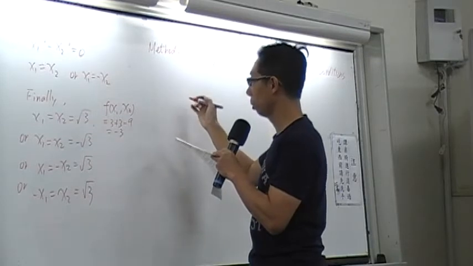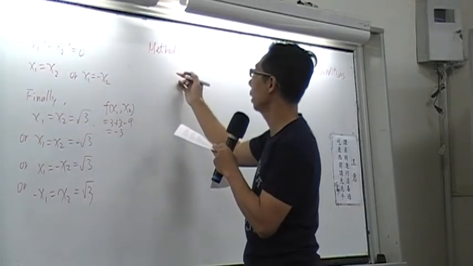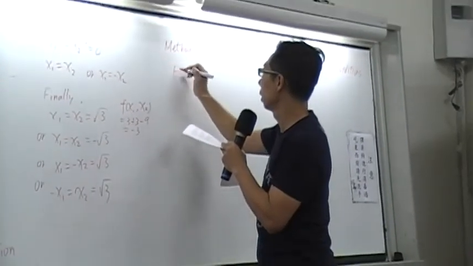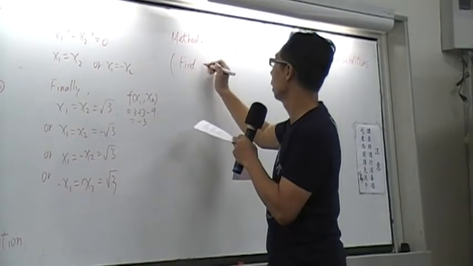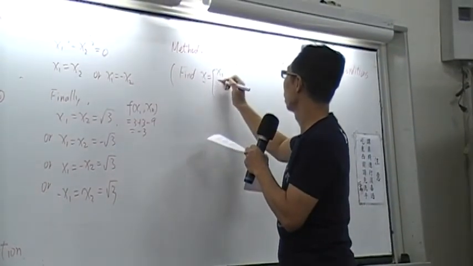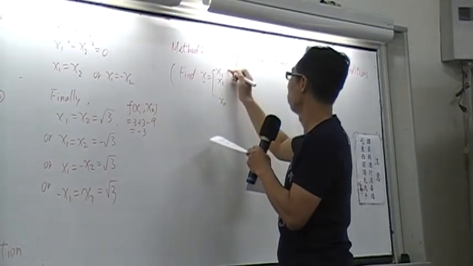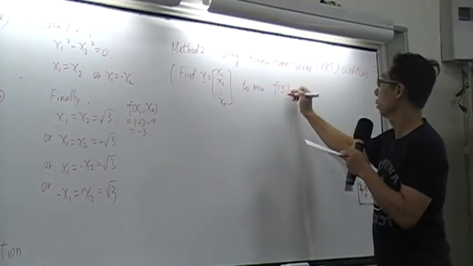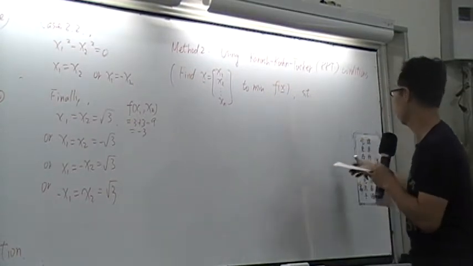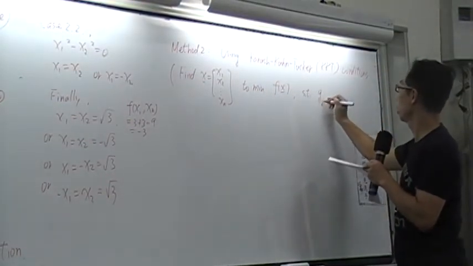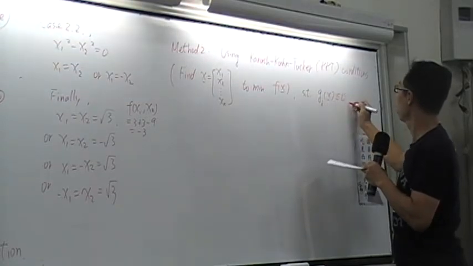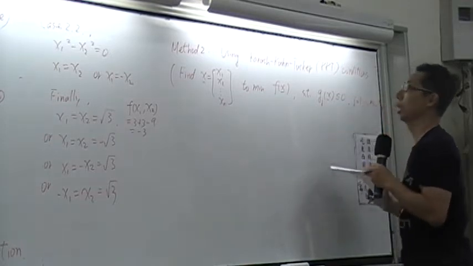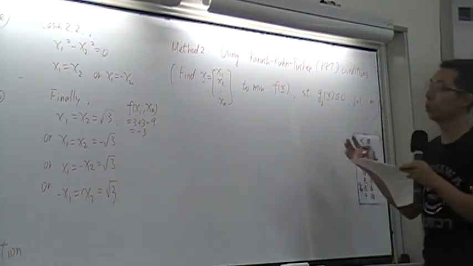Maybe I should still write this down one more time. Okay, so the problem is to find x, a set of variables, to minimize the function f of x subject to the constraints g sub j less than or equal to 0, j from 1 up to m. Okay, so this is the problem we are trying to solve.